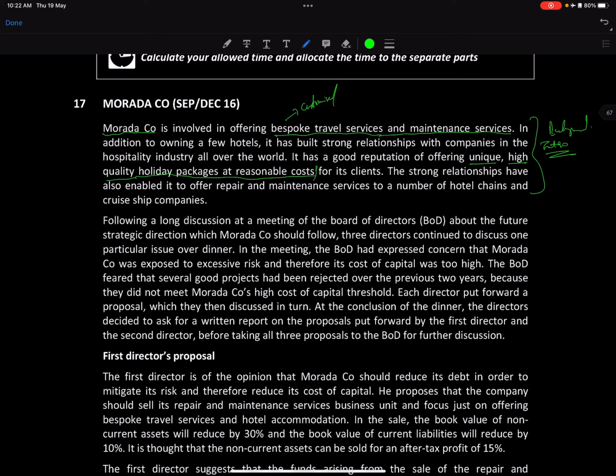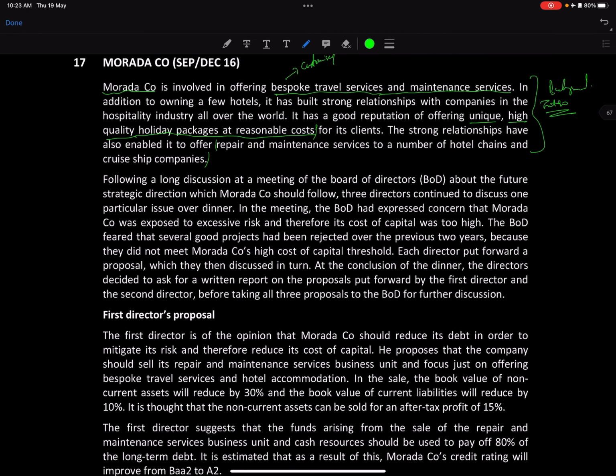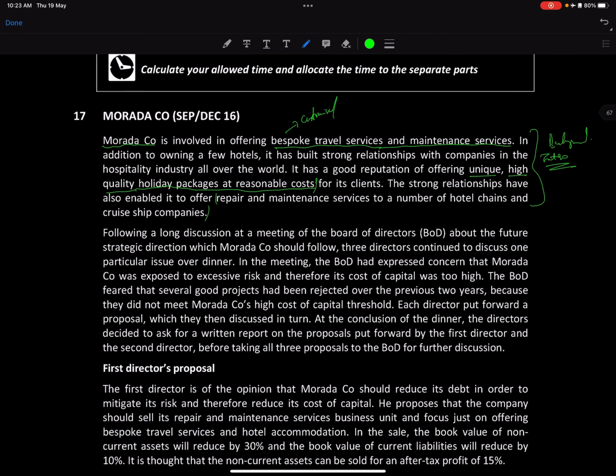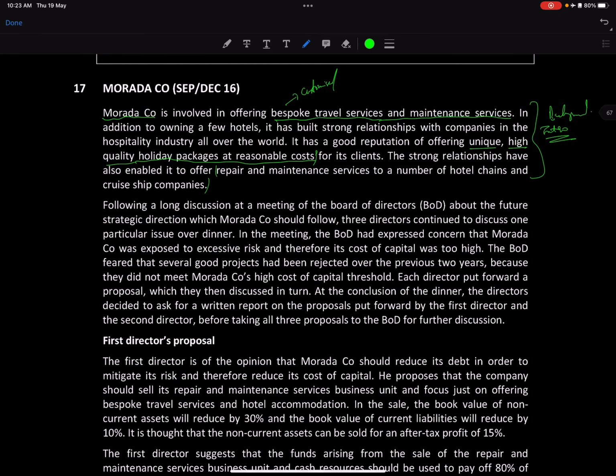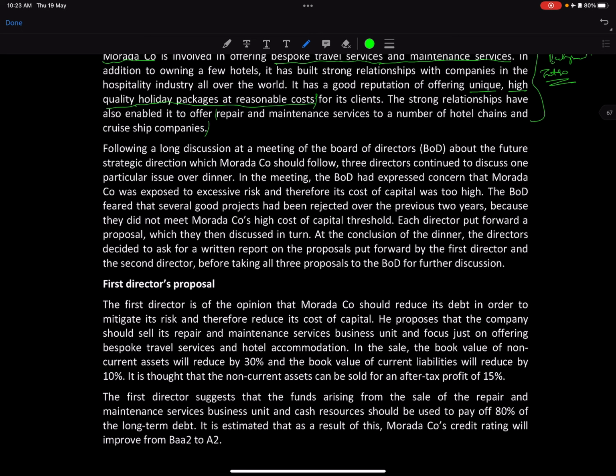The strong relationships have enabled them to offer repair and maintenance service to a number of hotels. Okay, so they basically provide, and cruise ship companies, so they provide repair and maintenance to all these cruise and all these hotel chains, right? That's whom they basically cater to under this maintenance service that they provide. Those are their target customers.